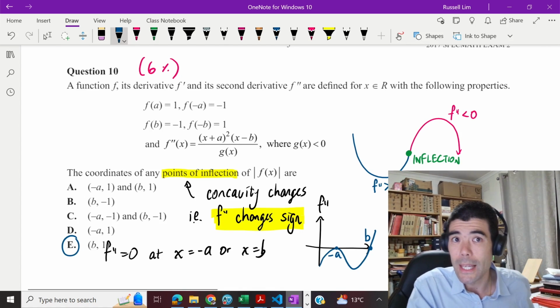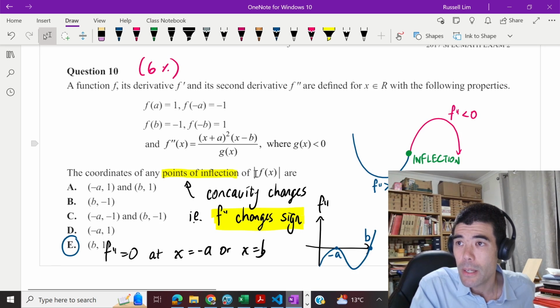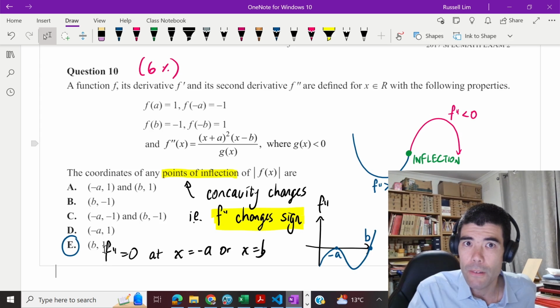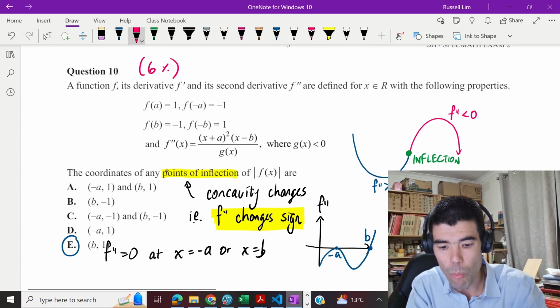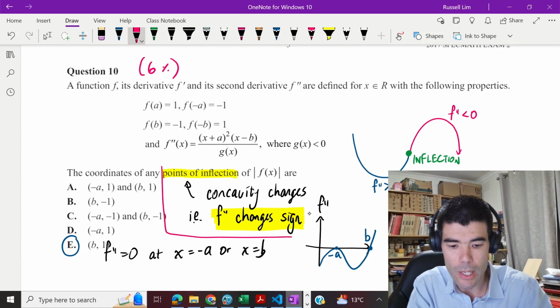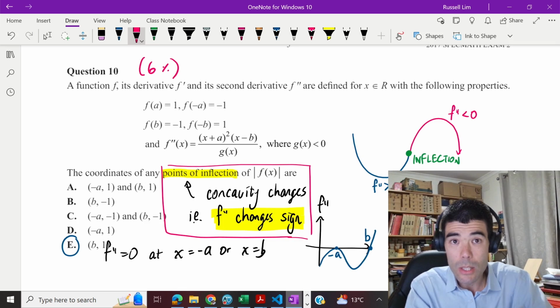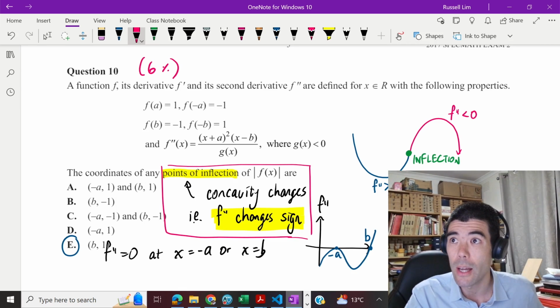Out of options B and E, we choose E because this is a modulus function, it's never going to be negative. The y value there is positive 1. Definitely a challenging question, but I think the key thing is being aware of what a point of inflection actually is and knowing that what that means is the second derivative must change sign.